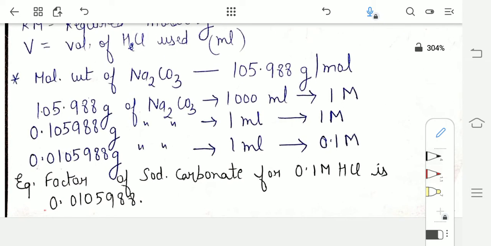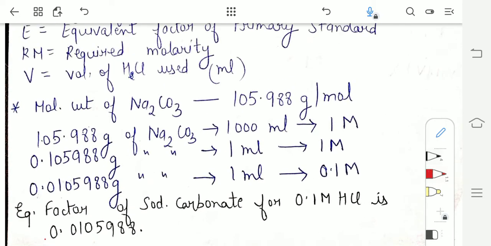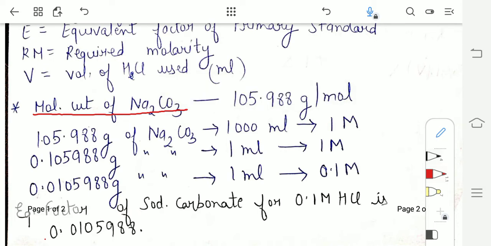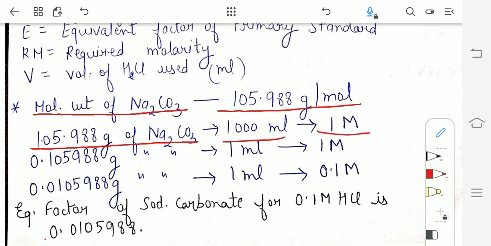So here I've written all the calculations for the equivalent factor. Whenever we have to calculate the equivalent factor, the very first thing we see is the molecular weight of our sample. The molecular weight of sodium carbonate I have already calculated, which comes out to be 105.988 grams per mole. It means that if we dissolve these many grams of sodium carbonate in 1000 ml of distilled water, the solution will have strength 1 M, which means 1 molar.